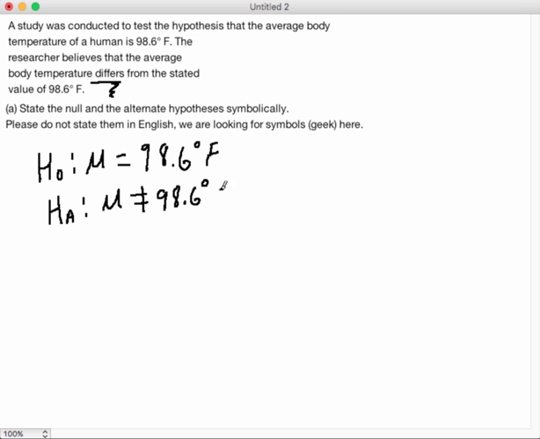If he had said it was greater than 98.6, we would have used a greater than, or a less than 98.6, we would have used a less than. Okay. Now, they didn't ask us to do this in the problem, but let's take a moment, once we've set up our null and our alternate hypotheses, to talk about the assumptions of the test.